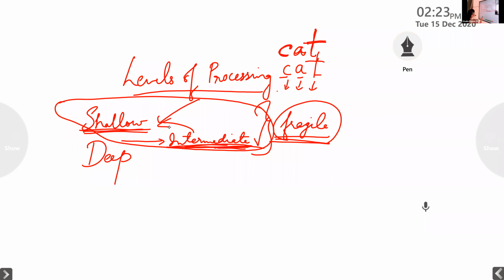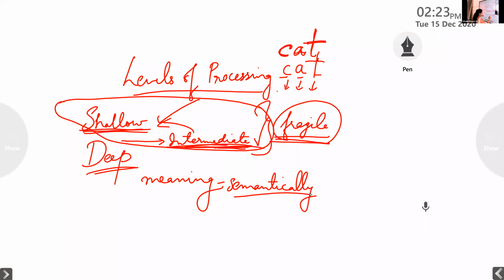Okay. And in deep processing, we try to process the information in terms of its meaning. If it is in terms of meaning, what do we say? What is the word used for that? Semantically. Semantically, correct. So the processing in the deep level happens semantically, which means in terms of meaning.